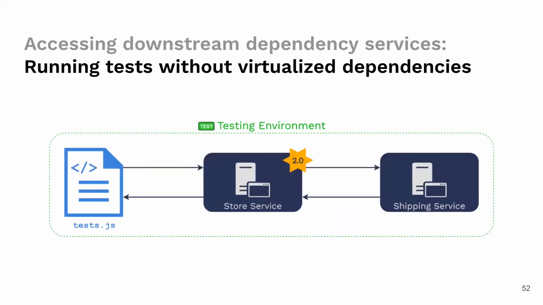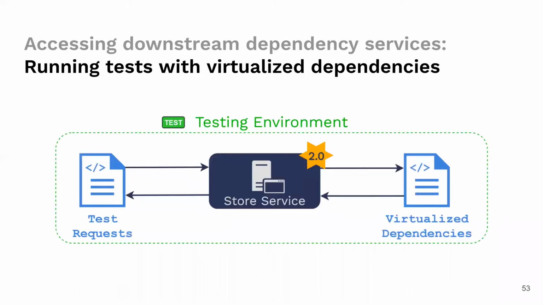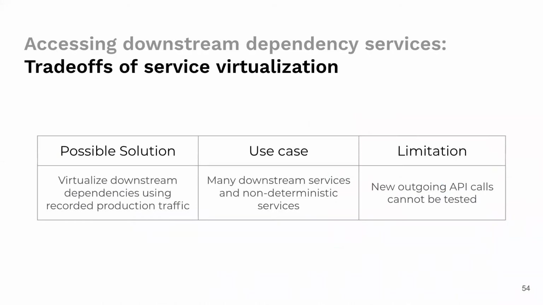Now, instead of having to spin up an entire microservice in a testing environment, which can be a long, complicated process, the developer simply spins up a small, lightweight process for each downstream dependency. Virtualizing dependencies is a good fit for testing microservices when that service has many downstream dependencies. In addition, it makes it possible to run tests on microservices that rely on non-deterministic third-party dependencies. With virtualized dependencies, the response for a given request will be the same every time that request is issued.